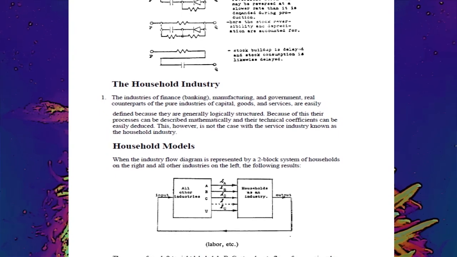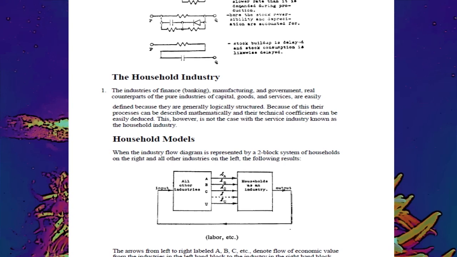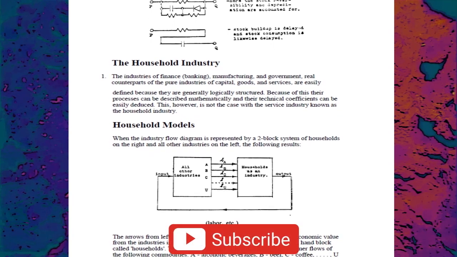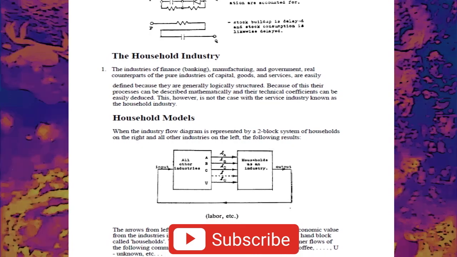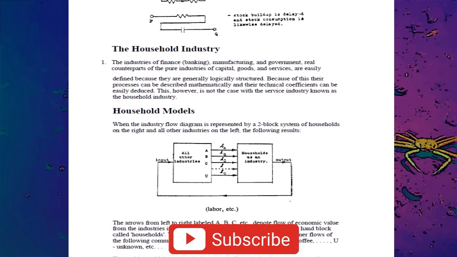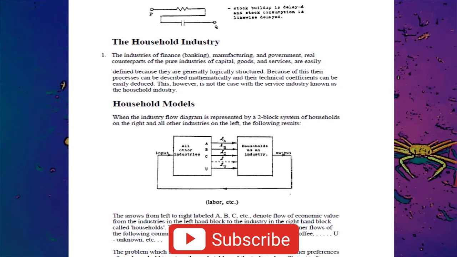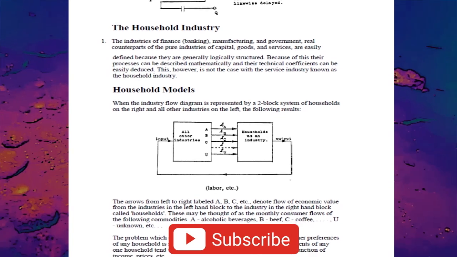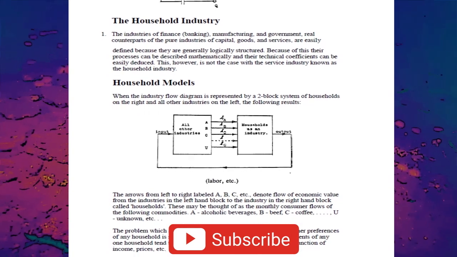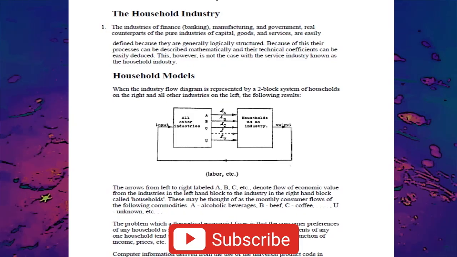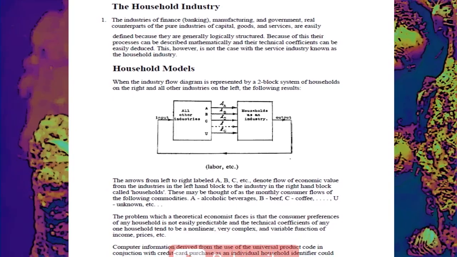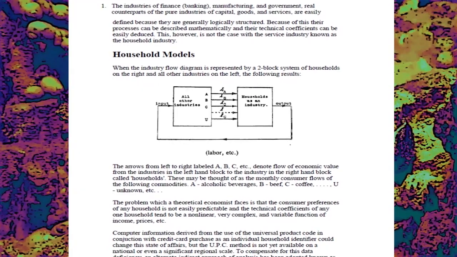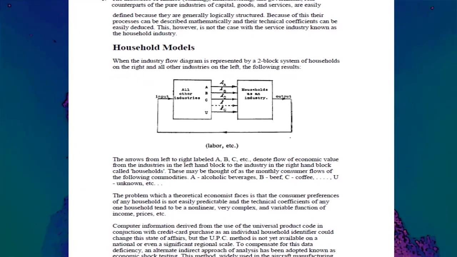coffee; U, unknown, etc. The problem which a theoretical economist faces is that the consumer preferences of any household is not easily predictable, and the technical coefficients of any one household tend to be a non-linear, very complex and variable function of income, prices, etc. Computer information derived from the use of the Universal Product Code in conjunction with credit card purchase as an individual household identifier could change this state of affairs. But the Universal Product Code method is not yet available on a national or even a significant regional scale.